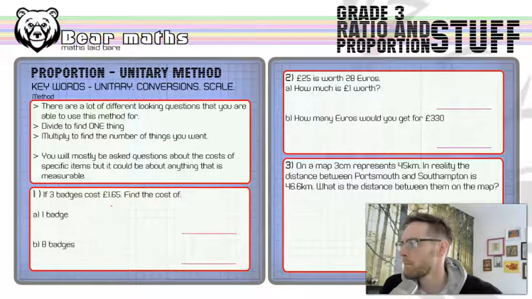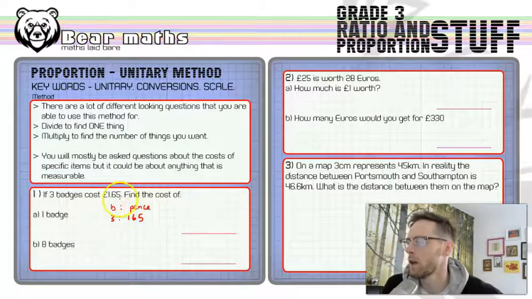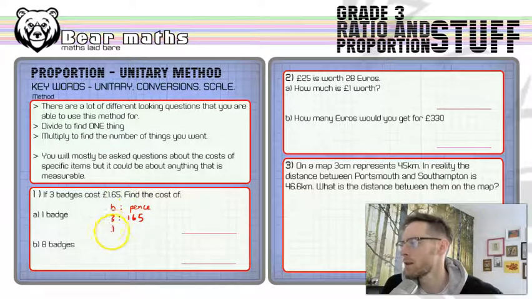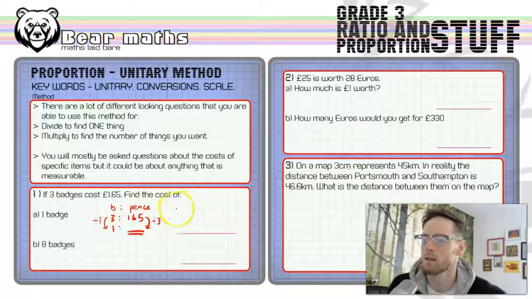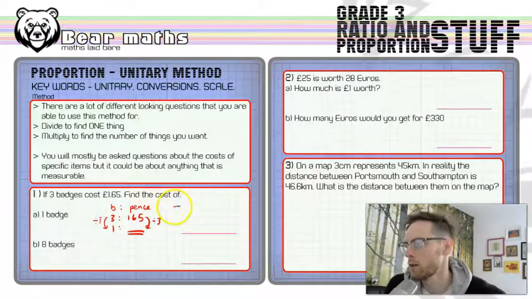So if we write down the number of badges to the number of pence, if we got 3 badges for 165 pence, just did a quick conversion of the pounds and pence to pence. And then we write down 1 underneath that, you'll see we need to divide by 3. So if we take this number and we divide by 3, we will get the number of pence for a singular badge. So take the 3 and divide into 165.